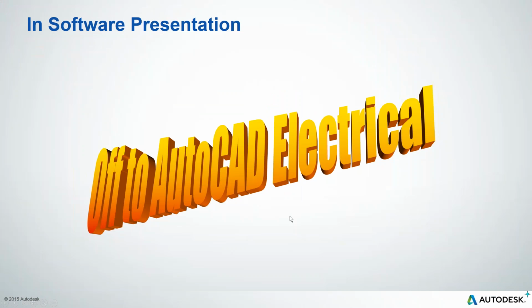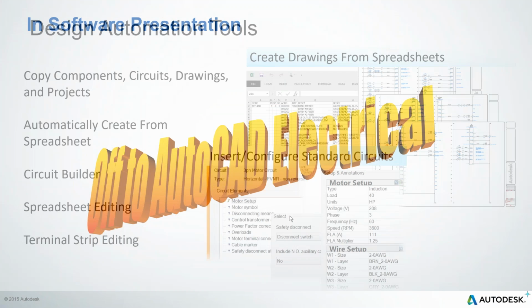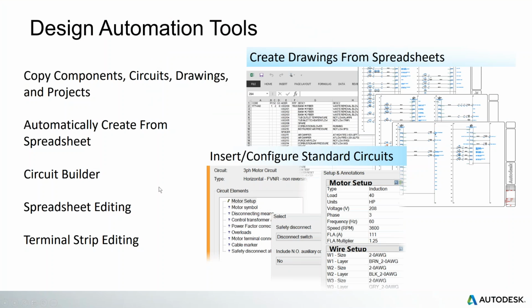I'm going to jump back to the PowerPoint and just hit on a couple of other major areas that AutoCAD Electrical can do. For example, I didn't get into these, I showed just the basics, but we have a lot of design automation tools that we can use, including inserting pieces from the circuit builder, automatically create drawings from the spreadsheet, edit entire terminal strips throughout the drawing. All tools that can really reduce the amount of time you have to spend working inside of AutoCAD itself.